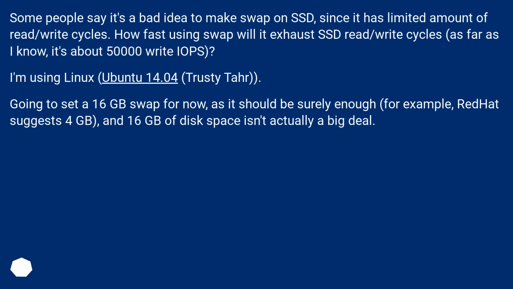Some people say it's a bad idea to make swap on SSD, since it has a limited amount of read/write cycles. How fast would using swap exhaust SSD read/write cycles? As far as I know, it's about 50,000 write IOPS. I'm using Linux, Ubuntu 14.04, Trusty Tahr.